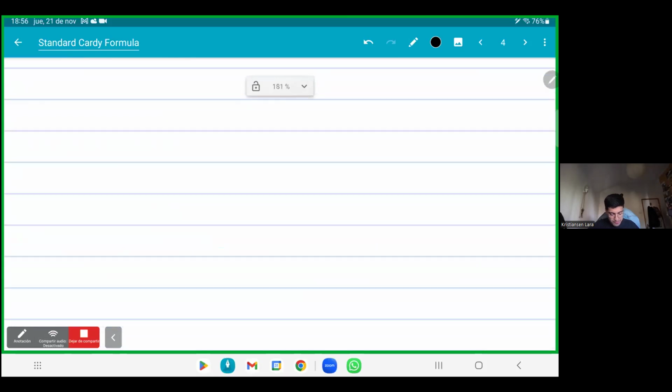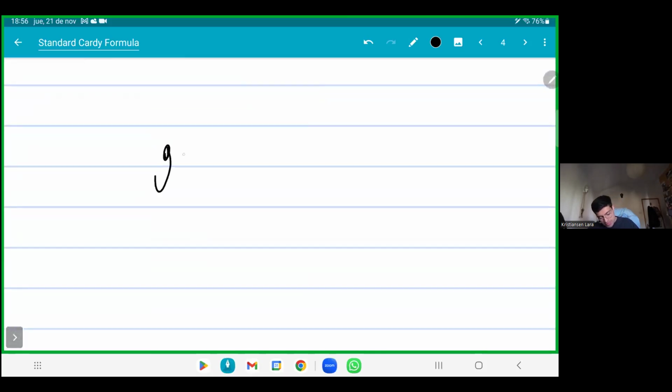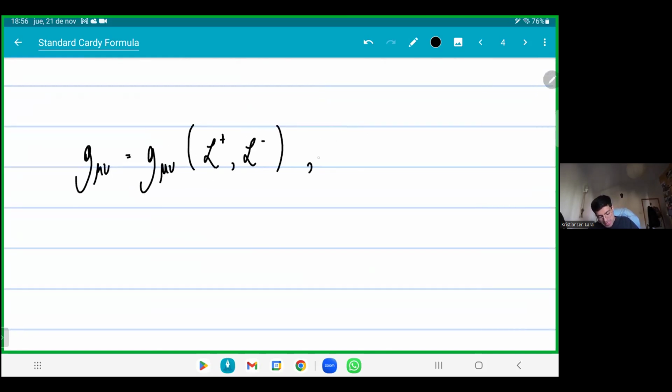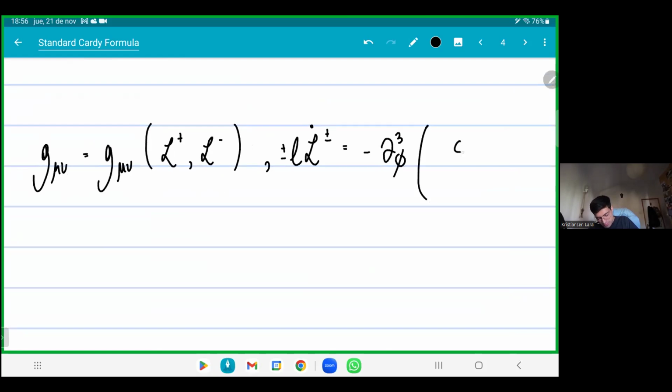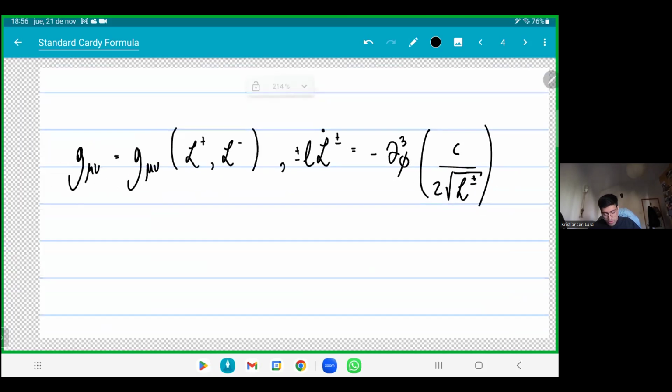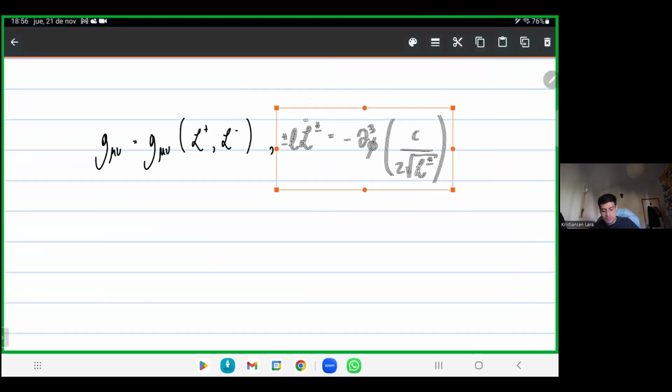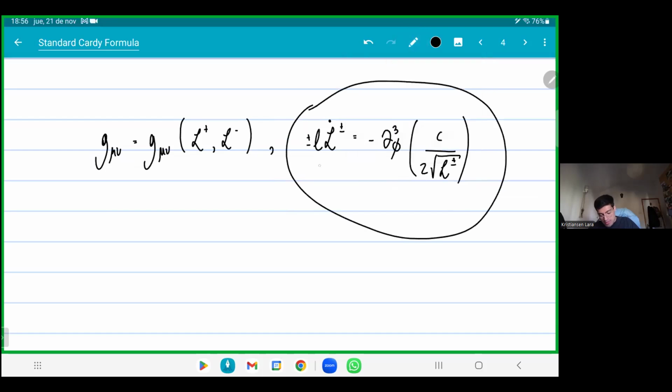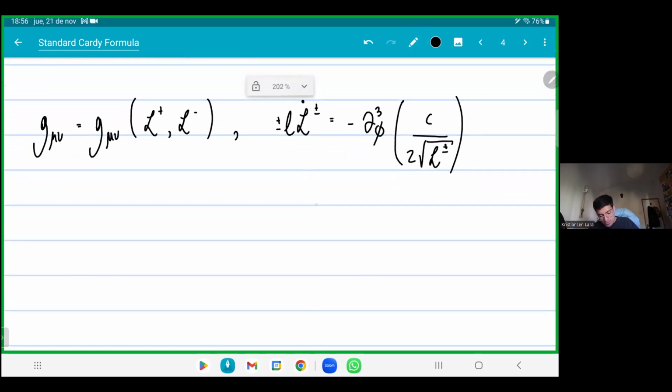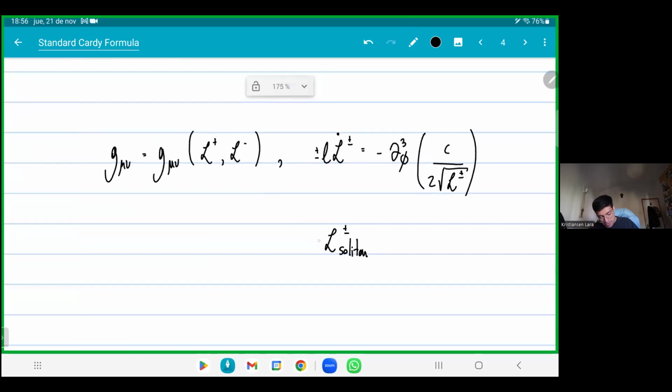If you, for example, construct the metric, it will depend on L plus and L minus. And remember that L plus minus solves the KdV equation. So you can say to me, okay, Kristiansen, but solve this differential equation, find a soliton, and then with the soliton that you have, replace it in the metric here.